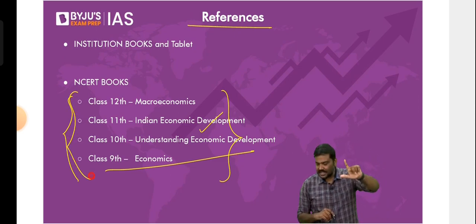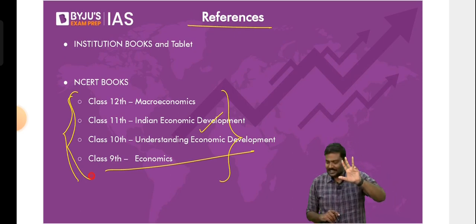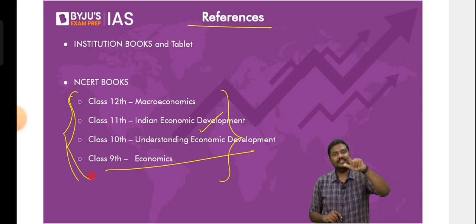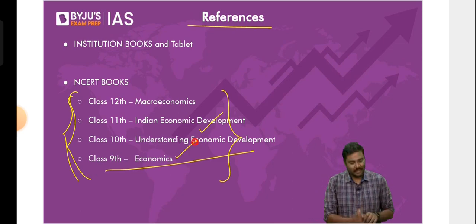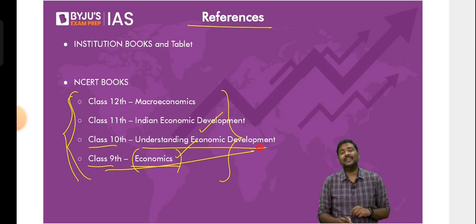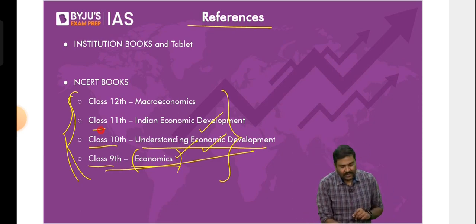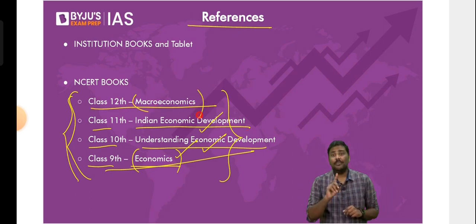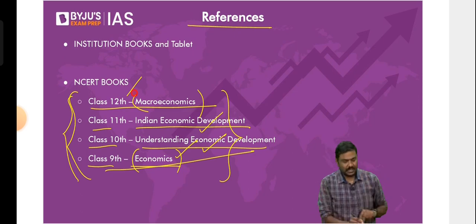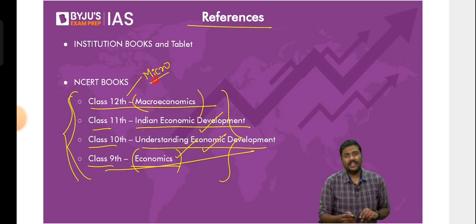Class 9th, class 10th, class 11th, and class 12th. These are the 4 books. And just to make your preparation much simpler, I've given the title of the book also. Class 9th under social science, there is a book by the name of Economics. Class 10th, there is a book by the name of Understanding Economic Development. Class 11th, the title of the book is Indian Economic Development. And finally, class 12th, Macroeconomics. Please be careful here. In class 12th, there are 2 books. One is Microeconomics and the second one is Macroeconomics.